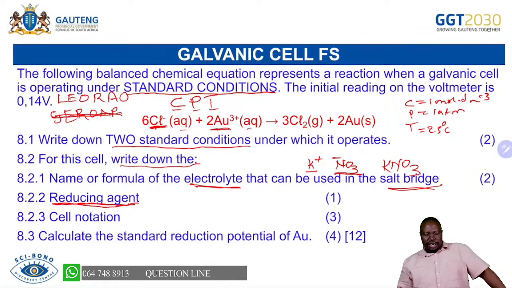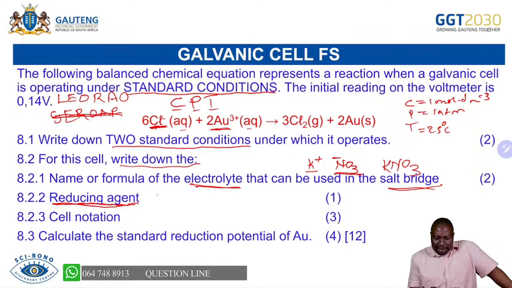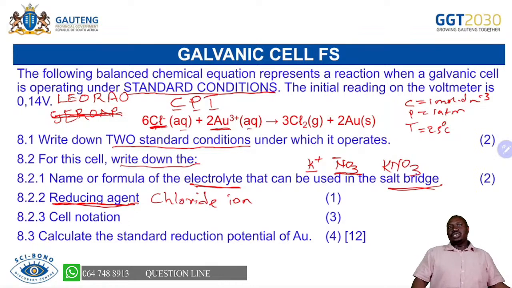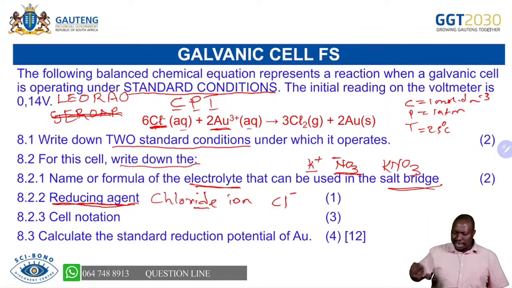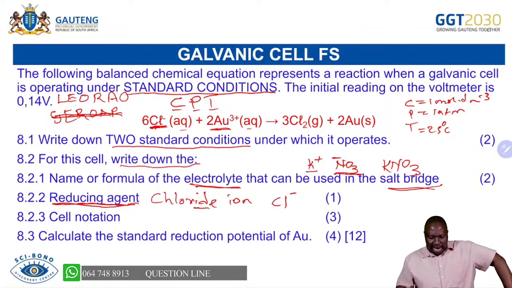So our reducing agent there will be Cl minus, or you can say chloride ion. I've seen that the majority of our learners will write chlorine ion, which is not correct. It must be chloride ion. The best way, just write Cl minus. We will be able to give you 1 mark for writing Cl minus as your stronger reducing agent.